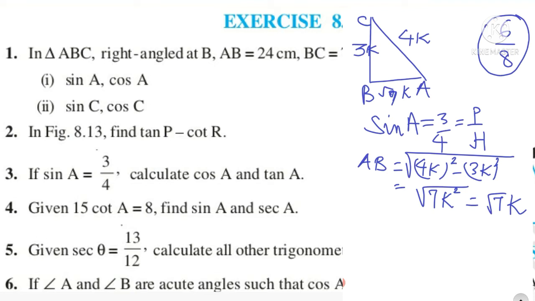Now we are supposed to write the value of cos A and tangent A. Formula for cos A is some people have curly brown hair, base upon hypotenuse, which gives me root 7K upon 4K, and my answer comes out to be root 7 upon 4.